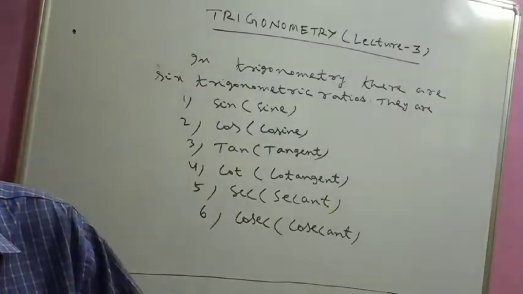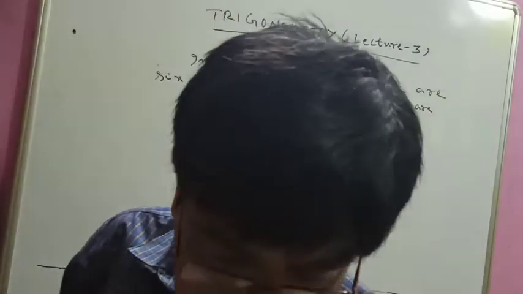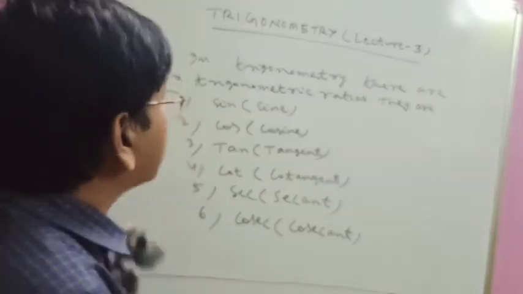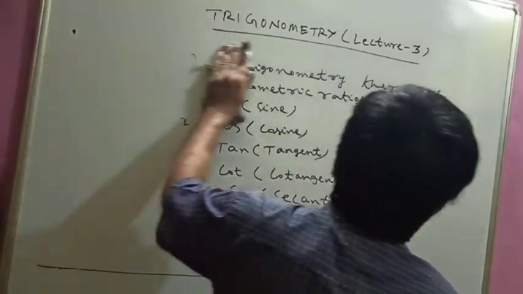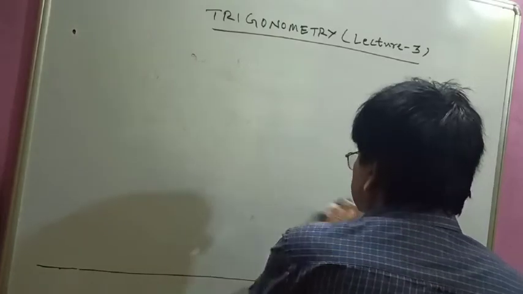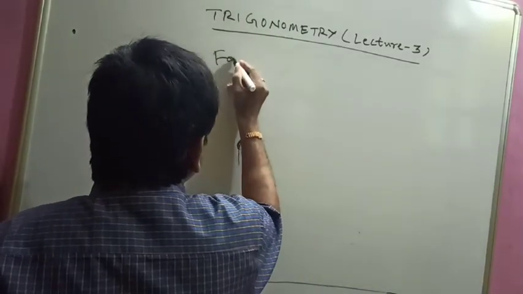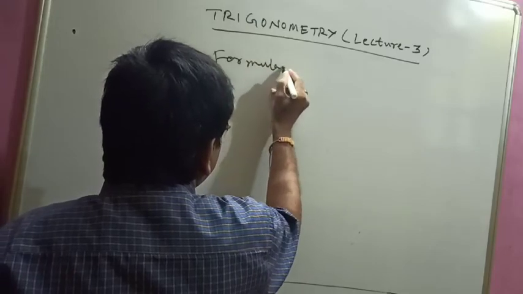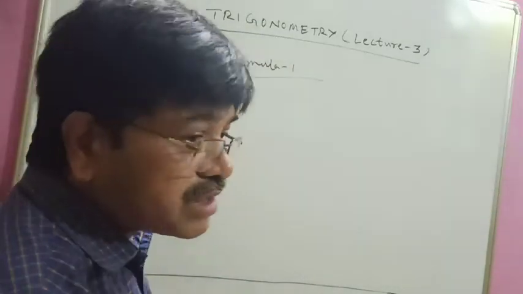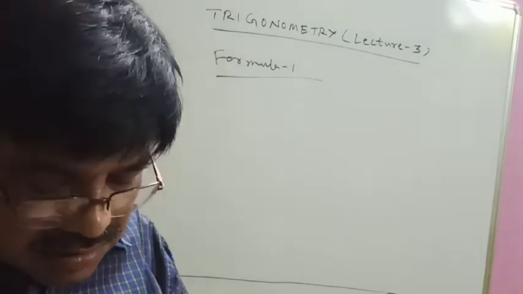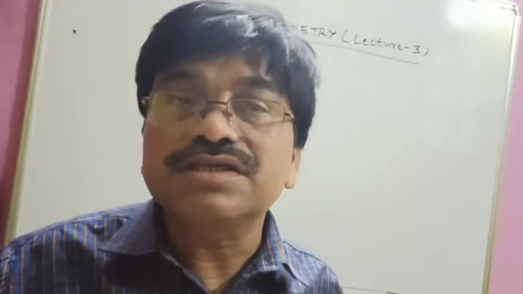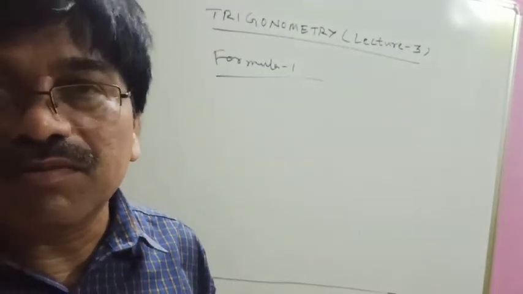So now we shall discuss what is the relation between the three sides of a right angle triangle. Okay, so let us discuss that. And this you take as formula 1. Okay, this you have already learned in your class 9 and 10, but I am repeating because you need the use of this in class 11 also. So you must remember all these formulas.